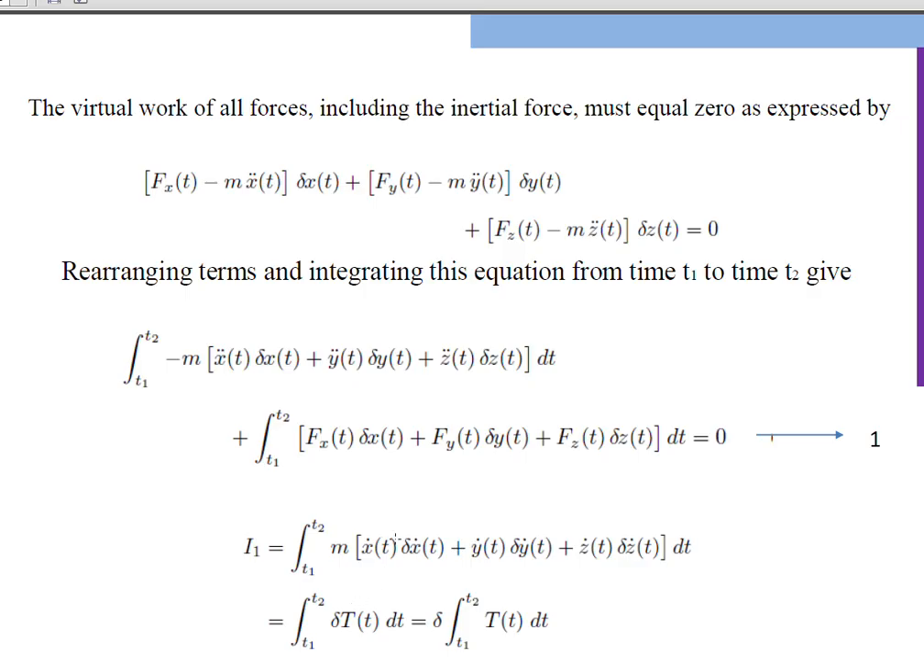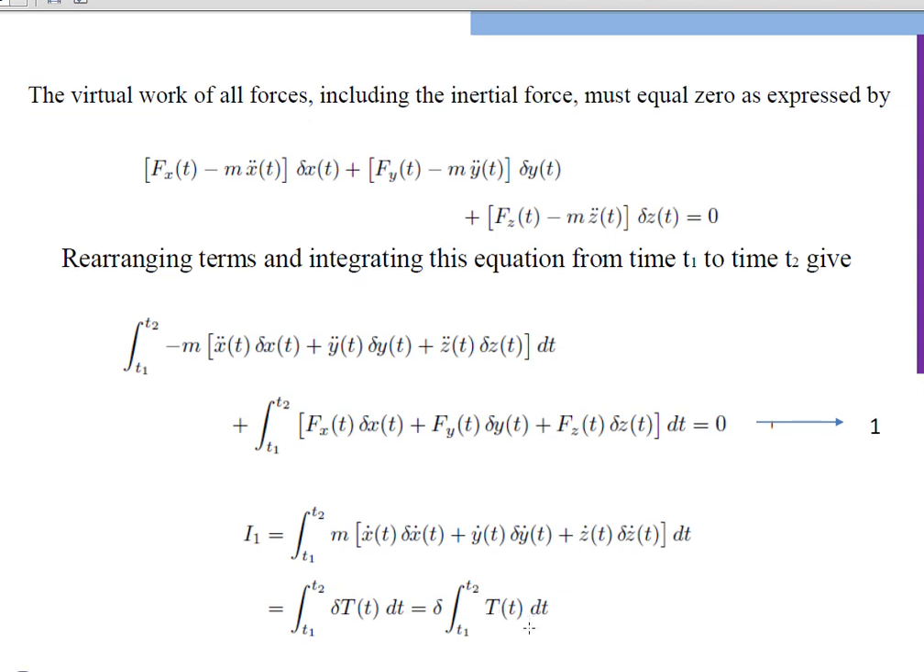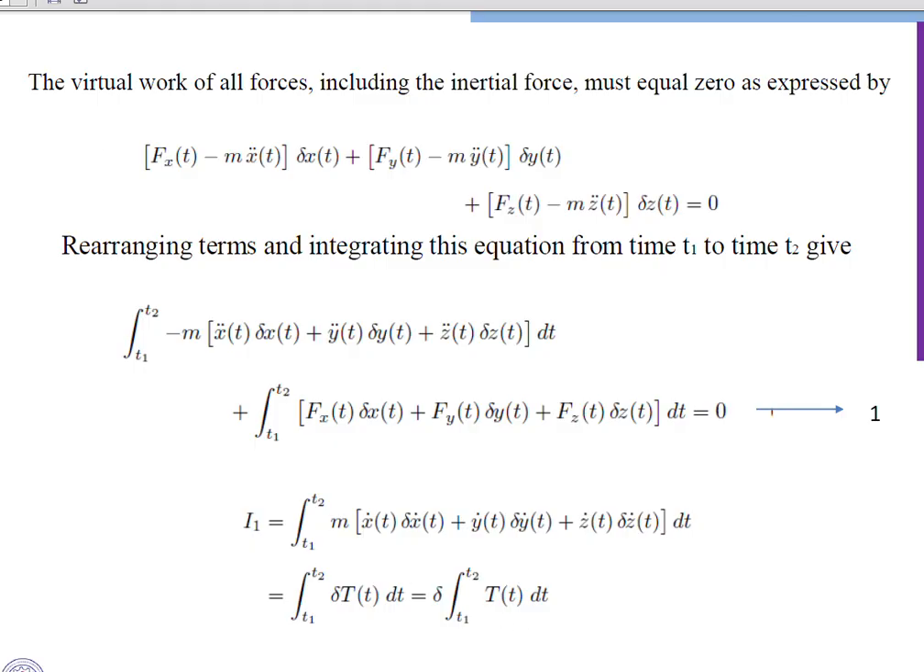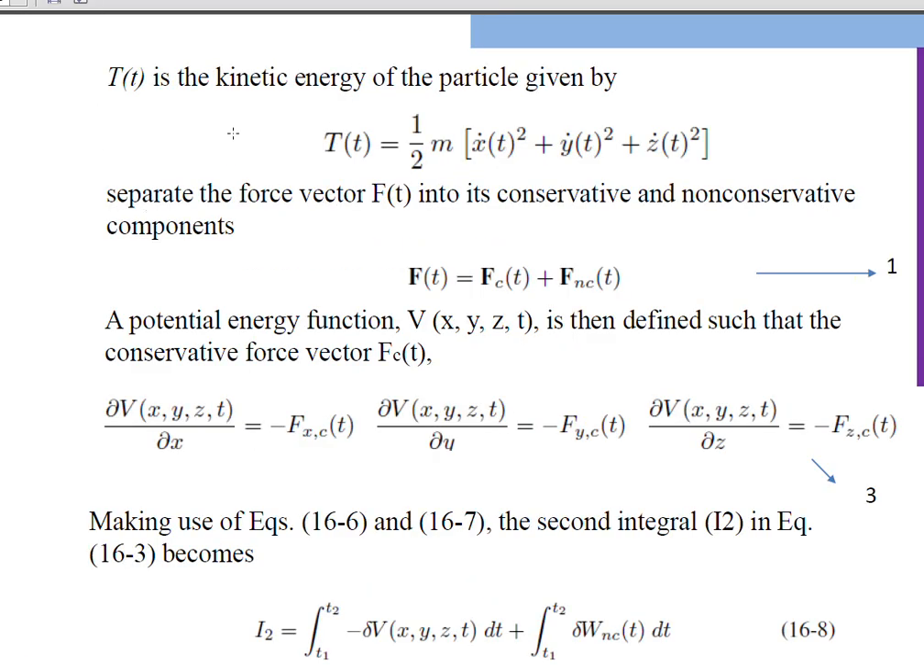We can see this total inertial force as del T of t into dt, whereas the displacement del of t1 to t2 into T of t into del t, and this equation can be written like this. T of t is the kinetic energy of the particle, given like this, whereas kinetic energy is nothing but half of the mass into velocity square.